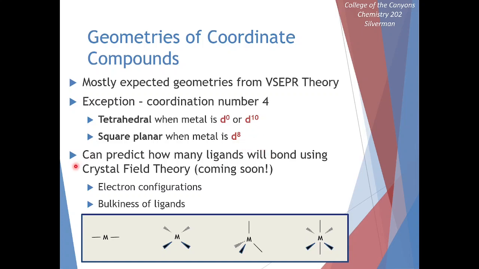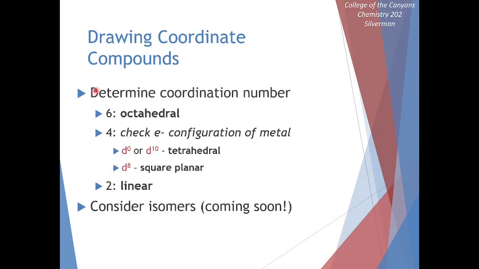We'll have more about our geometry and the properties that result from them when we get into crystal field theory in our next video. But for now, let's move on to how to represent these various geometries. If we want to draw these compounds, well, we can decide how many atoms are attached to the central metal. We can check the electron configuration of our central metal in the case of coordination number 4. And lastly, we can try to account for any isomers that might show up.